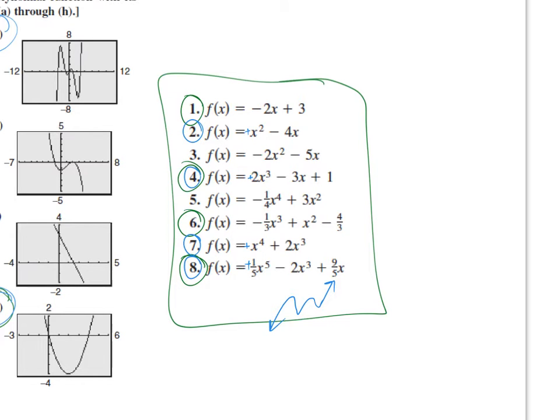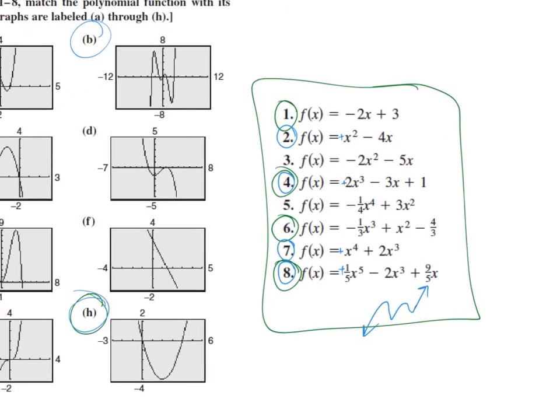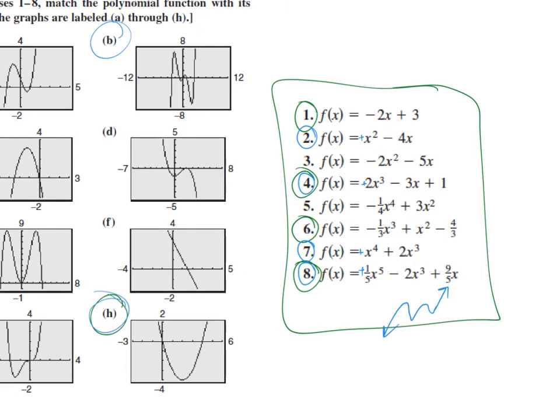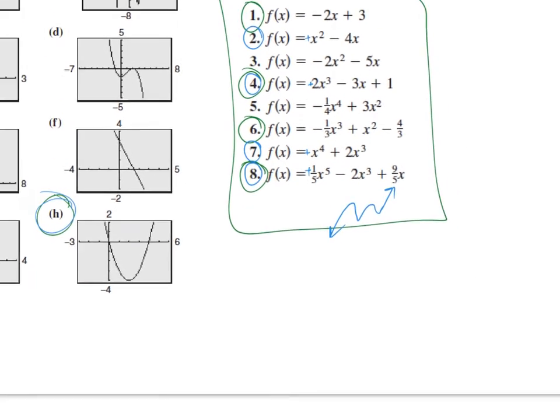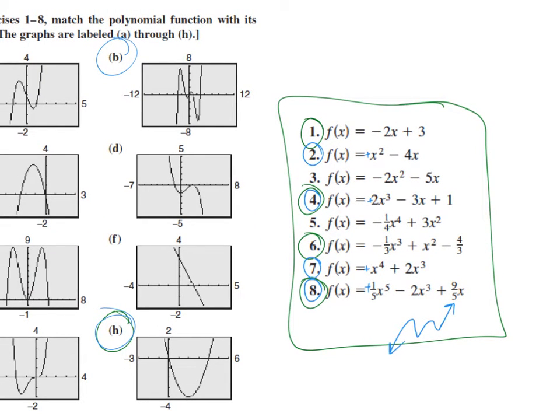And that does end up being B. Oh wait, you know what? I circled in green the ones that had odd, and over here I circled the ones that had even, so that's why it's not working out. But anyways, this one has an odd power and a positive leading coefficient, so we have B.